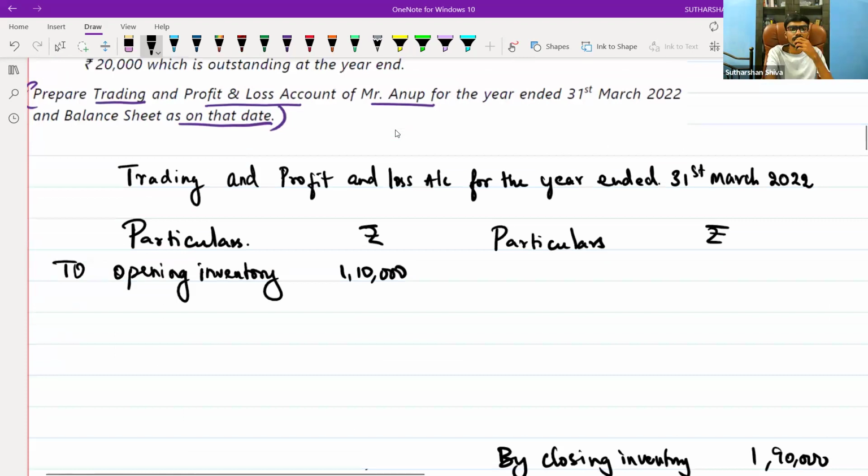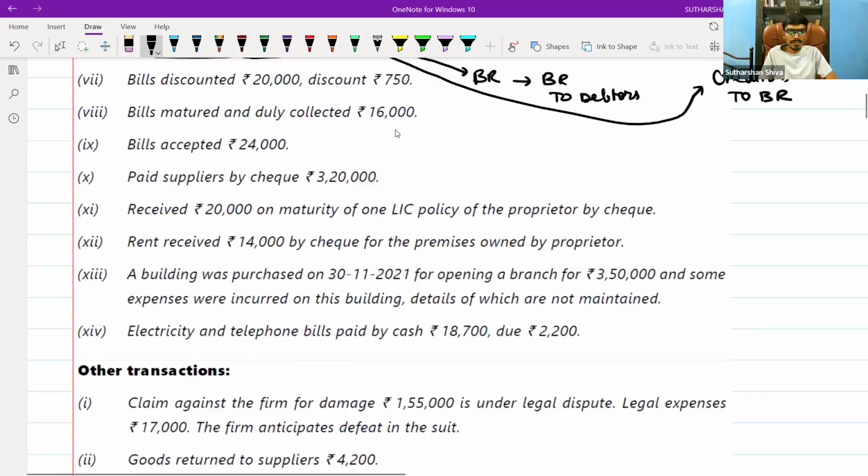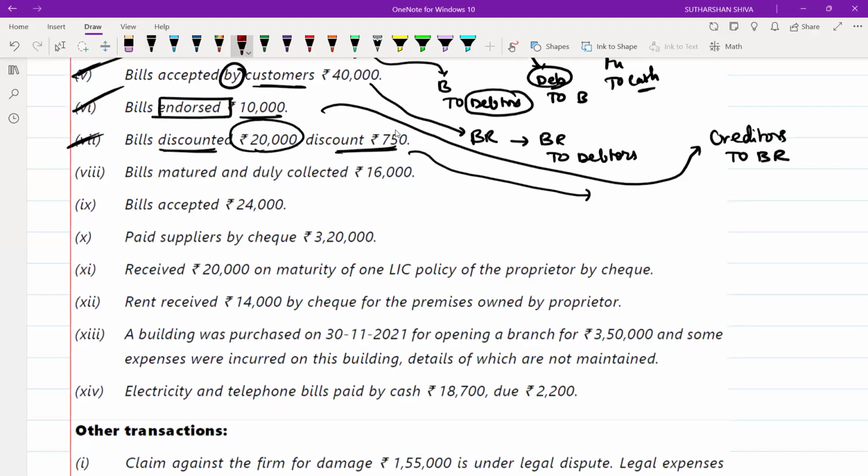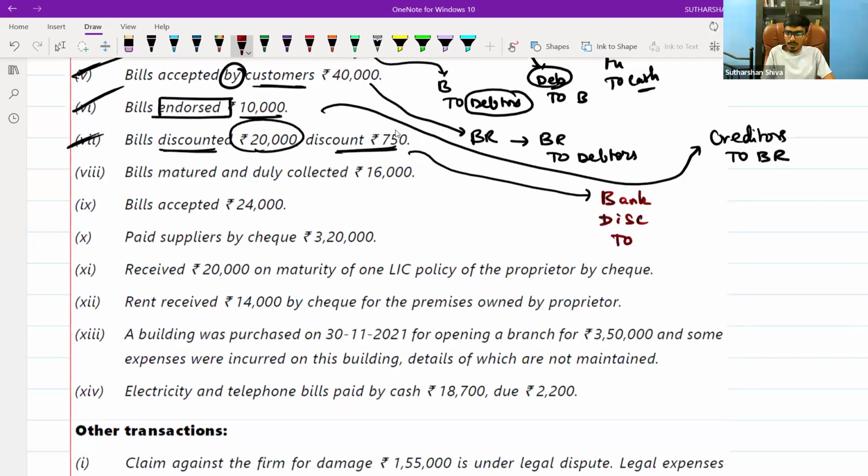We have completed it. Then we will switch over to my seventh adjustment for the day. That is bills discounted 20,000. Bank discount amount is 750. What is the journal entry for this? Bank account and discount account to bills receivable. Very good. Bank is how much? 19,250. Discount is 750. Bills receivable is 20,000. This journal entry is affecting three accounts: one is bank, one is discount, and one is bills receivable.